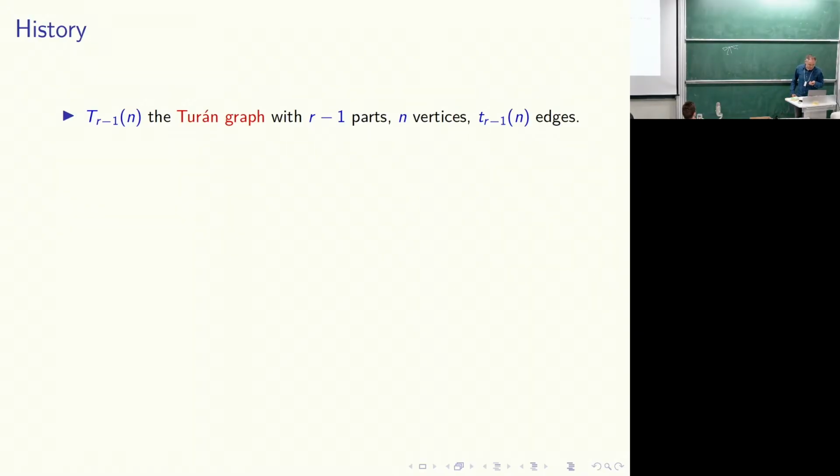So for the problem that I will talk about, maybe we should have some standard definitions. Capital T_{r-1}(n) is the Turán graph, which is a complete (r-1)-partite graph with n vertices and r-1 parts, and I will use frequently the notation t_{r-1}(n) for its number of edges.